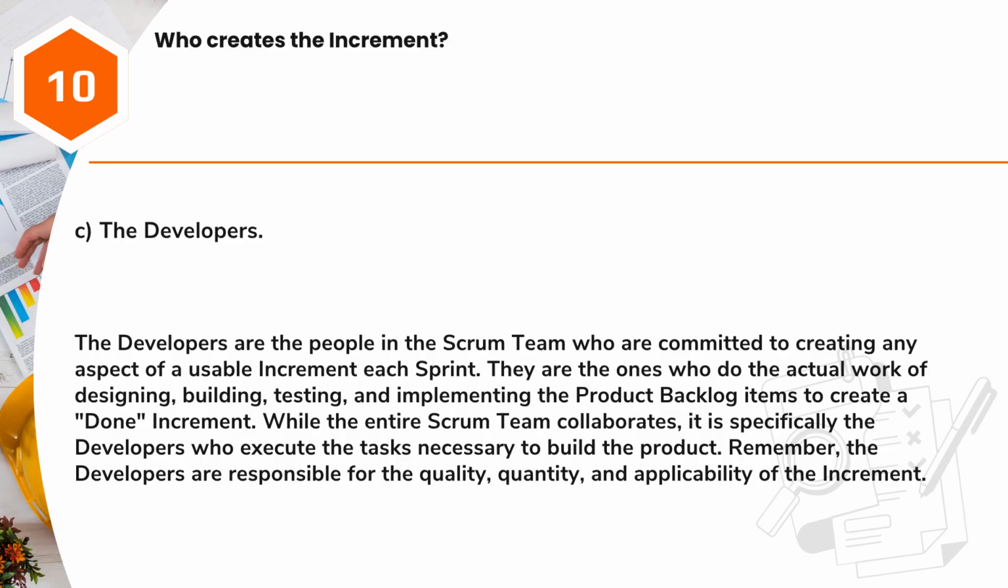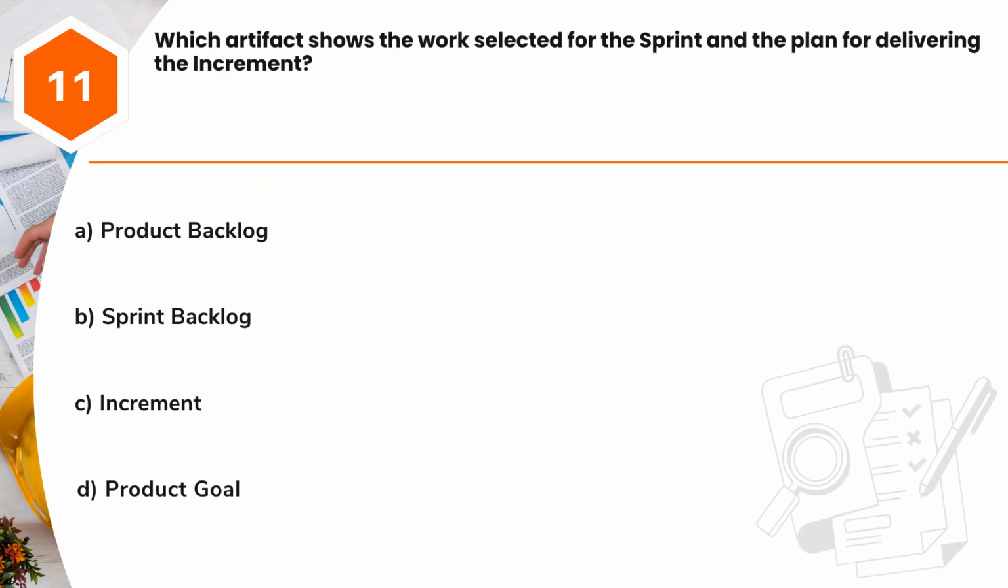While the entire Scrum team collaborates, it is specifically the developers who execute the tasks necessary to build the product. Remember, the developers are responsible for the quality, quantity, and applicability of the increment. Question 11. Which artifact shows the work selected for the sprint and the plan for delivering the increment?